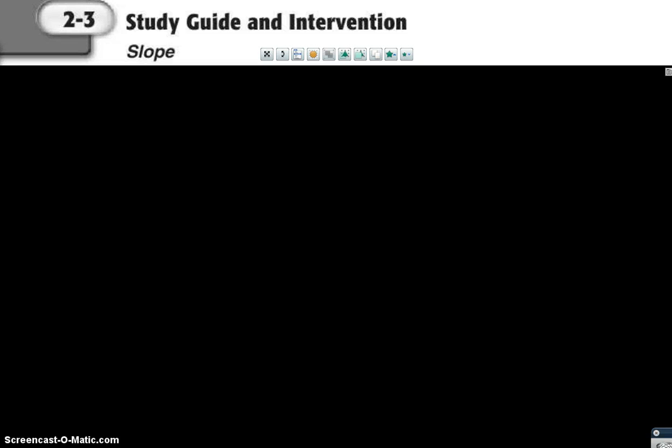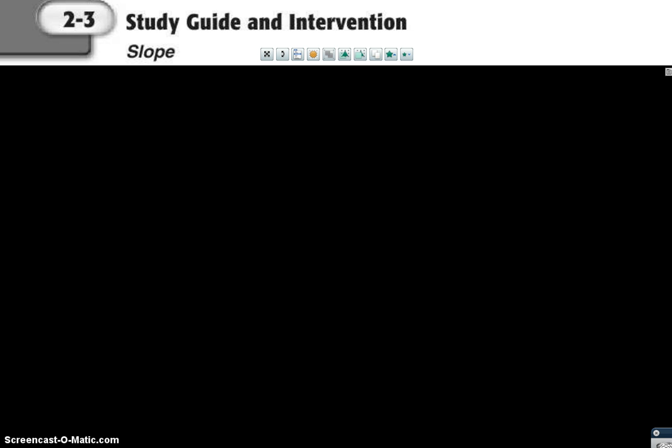All right, today we're going to be talking about slope in y-intercept form. Some of you have the worksheet that's titled Study Guide and Intervention. The others have a similar worksheet, but it's titled something different. So if you have this worksheet, I want you to follow along with the examples. If you don't, I want you to go ahead and write down the examples. That way you have something to look at tomorrow when we go over this worksheet.